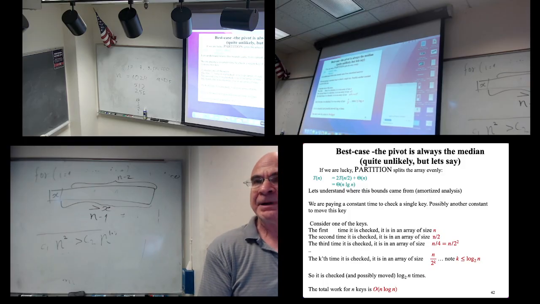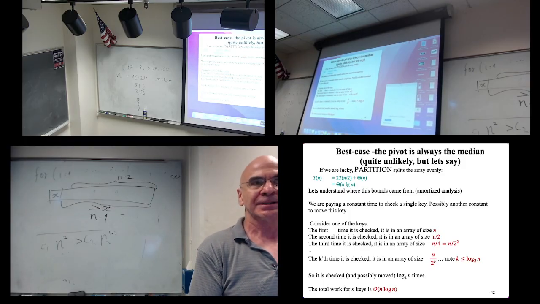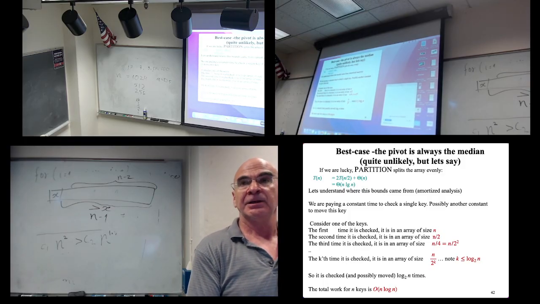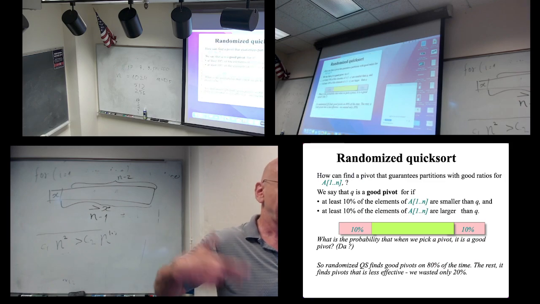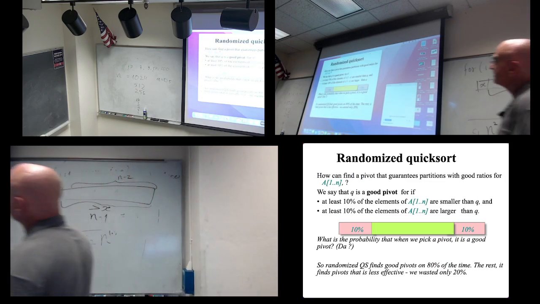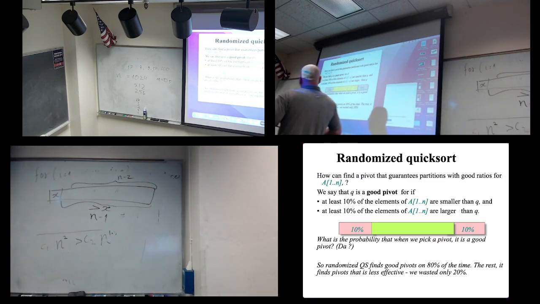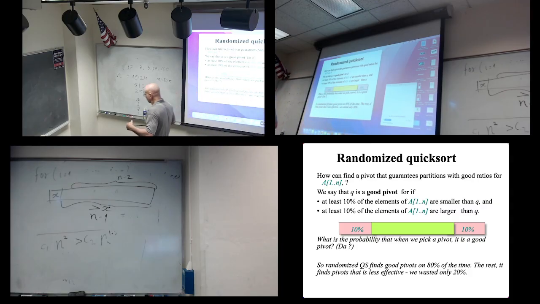Right? So I pay for every time that the algorithm checks me and maybe moves me, and I only needed log n dollars. That's the accounting method of the amortized analysis. And if every key has this part, then it's all good. But that was very unrealistic, that I picked the median.